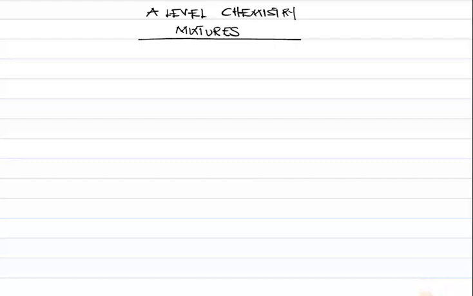Now, we know that a mixture is a combination of two or more substances which can be physically separated, right? That's the definition that we know of a mixture. Now, types. We're going to look at the following types. The first one is homogeneous.